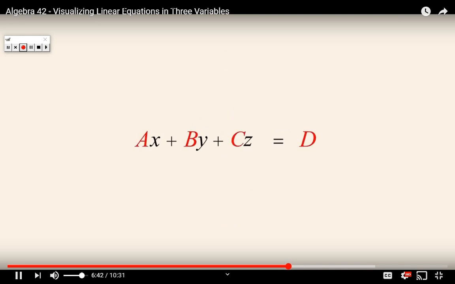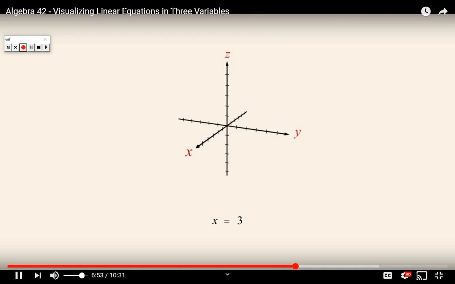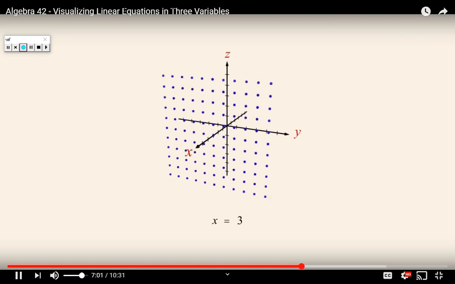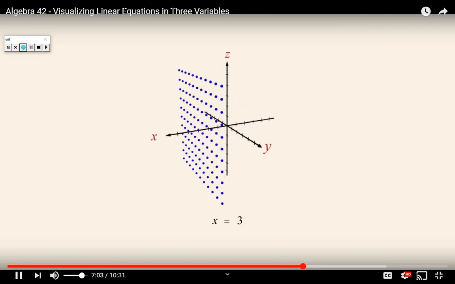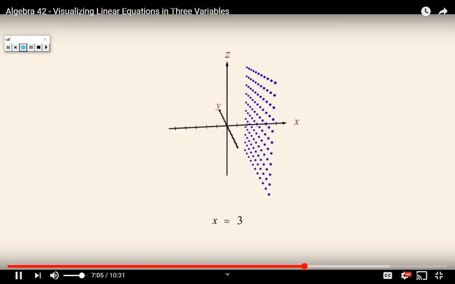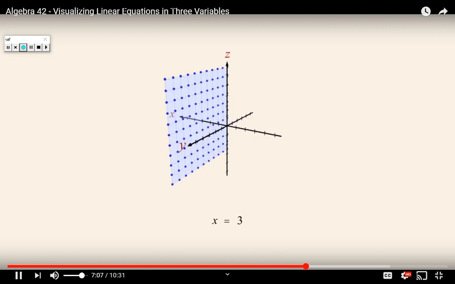Likewise, if we set a, b, c, and d to 1, 0, 0, and 3, all variables but x are eliminated, giving us a graph which consists of all points with an x-coordinate of 3. The graph of this equation is a vertical plane, 3 units in front of the origin.